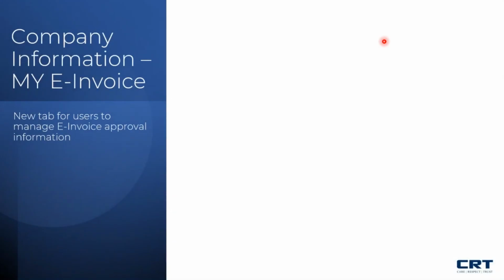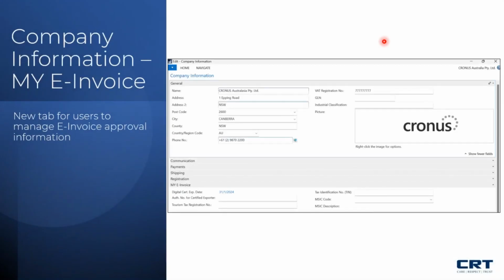This will be how it looks like. So I'm sharing with you the print screen for 2017. As in the slide previously, we have the fields for you to insert all this e-invoice information, for example, the TIN number, the MSIC code for your company, and also if you have any tourist tax registration number.